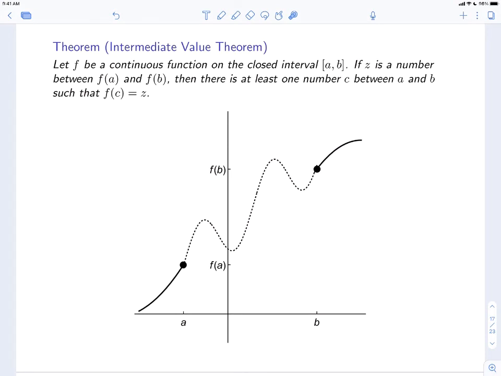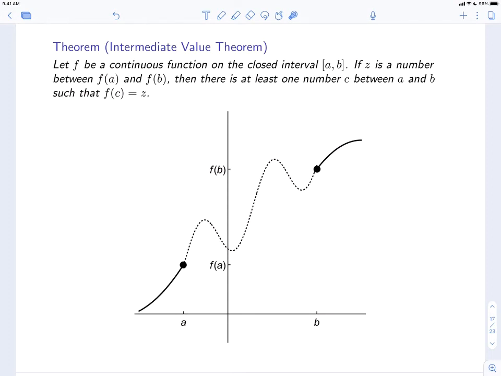So we have a picture here. Suppose that we know what the graph looks like to the left of a, and we know what the graph looks like to the right of b, but we're not really sure of what the graph looks like between a and b. We know what f of a is. It's down here. And we know that f of b is up here. And we know that this function is continuous.